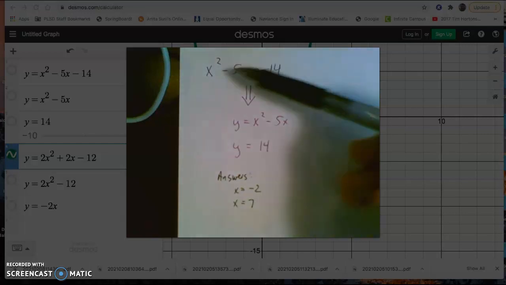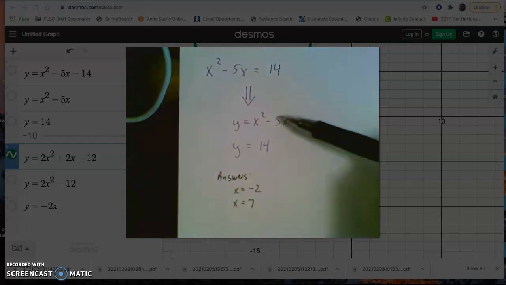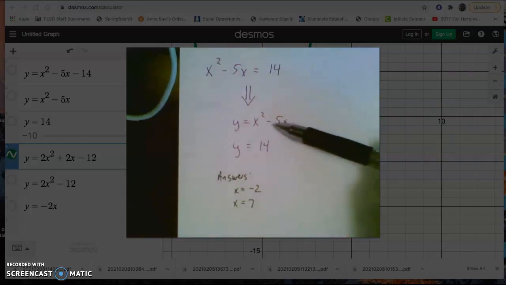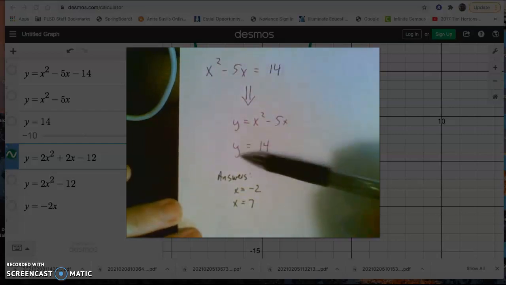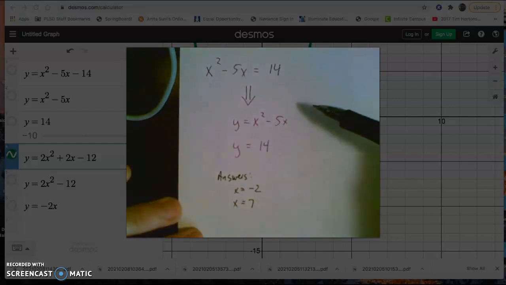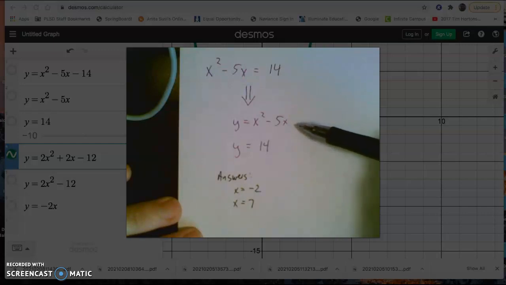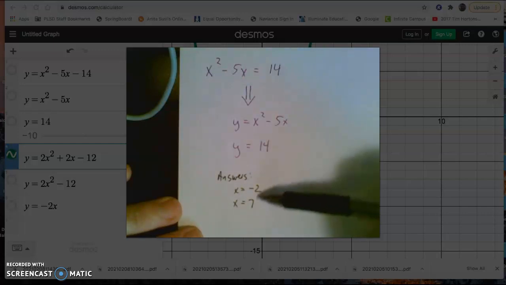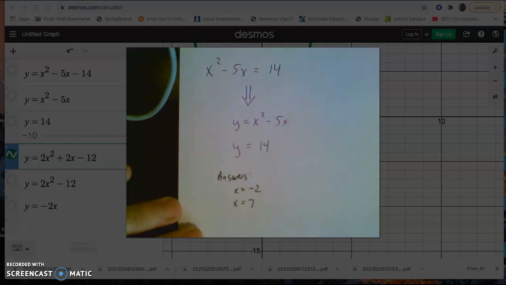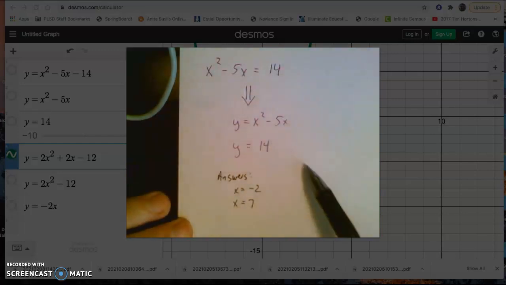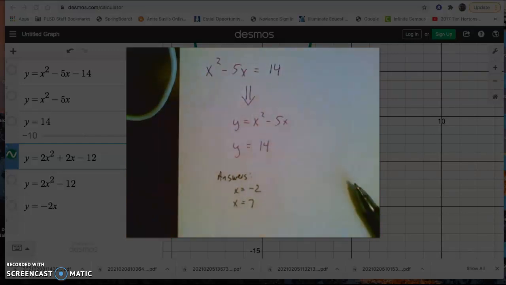But if you don't want to do that, then take the left side and turn it into a y equals equation. Take the right side, turn it into a y equals equation, and graph those two and see where they intersect. The answers that we got using the old method were negative 2 and 7. We're now going to go to Desmos and try this method and make sure that we get x equals negative 2 and x equals 7.